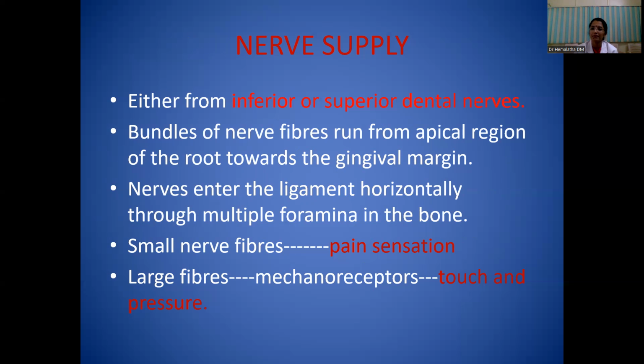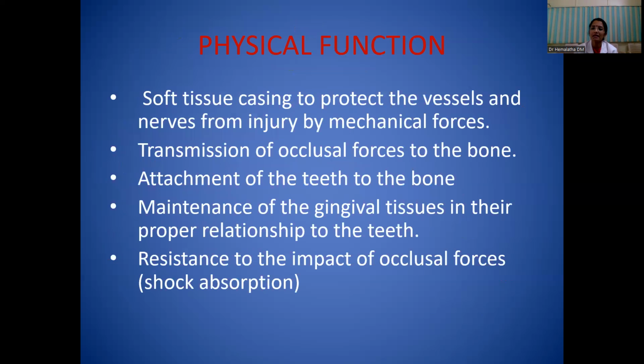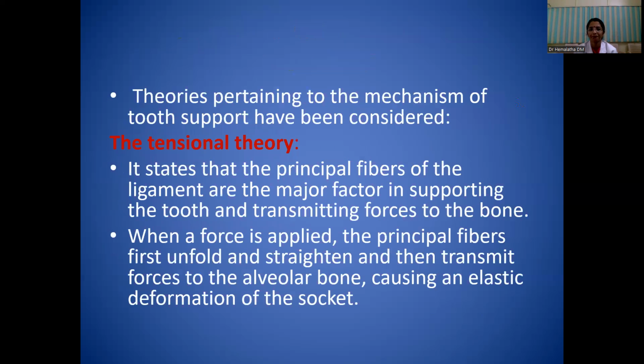Coming on to the functions of the periodontal ligament, they are categorized into physical function, formative and remodeling function, nutritive function, and sensory function. Physical function is the soft tissue casing to protect the vessels and nerves from injury by mechanical forces, transmission of occlusal forces to the bone, attachment of the teeth to the bone, maintenance of the gingival tissues in their proper relationship to the teeth, and resistance to the impact of occlusal forces, that is, shock absorption.